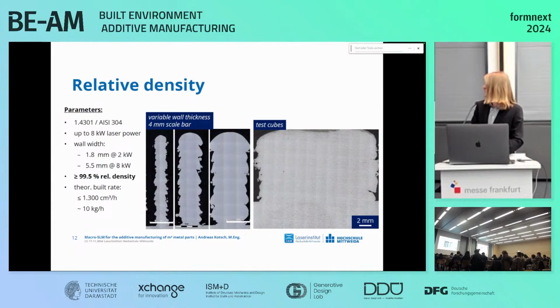On the right-hand side of the slide, you can see one of the test cubes in the cross-section. So you can see there that it is completely dense, or at least close enough. And with this process, we have a theoretical build rate of 1,300 cubic centimeters per hour, which is more or less also the value that you saw earlier for the direct energy deposition, and about 50 times higher than the default SLM. And for stainless steel, for example, that would be 10 kilograms of stainless steel built per hour.